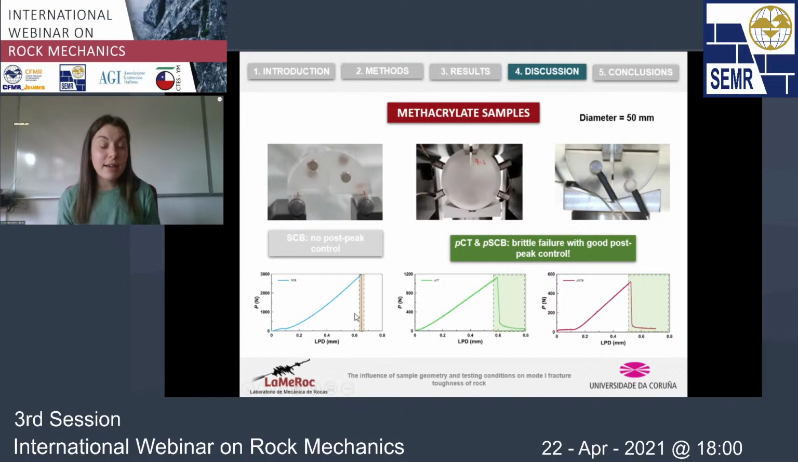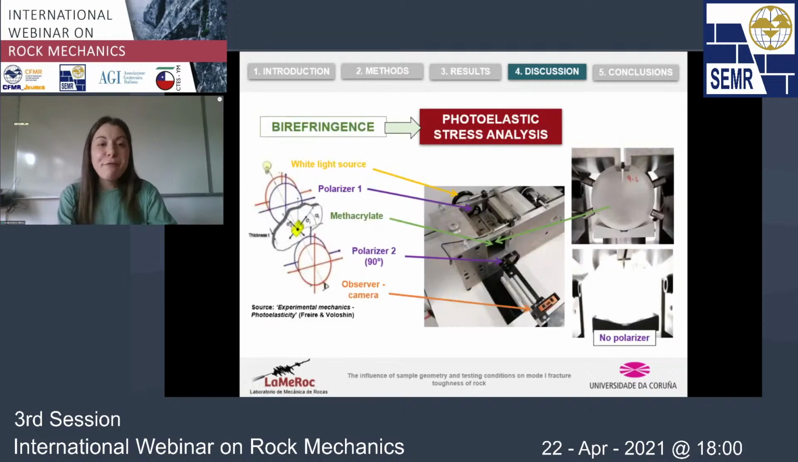And we could see that, as happened in the case of rock, we had no control on the SEV, but in the case of the PCT and PSEV, although we observed that the failure was really brittle, we still had some control on the propagation of the cracks. But using methacrylate to perform these experiments also had a second intention behind it. Methacrylate has a very useful property called birefringence. Thanks to this property, we could perform a photoelastic stress analysis of the sample using this simple testing setup.